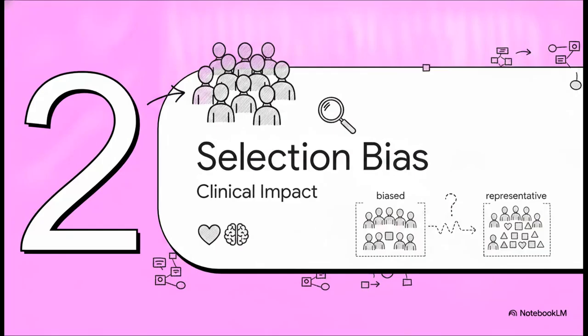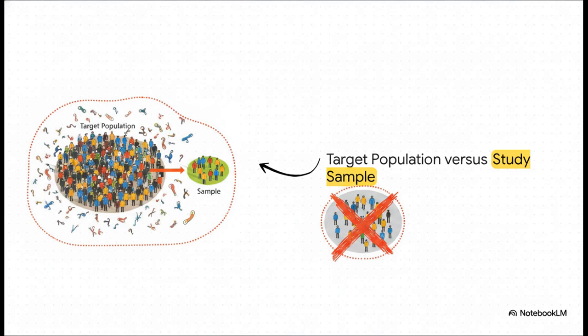Moving right along to Section 2, Selection Bias and Clinical Impact. It's kind of wild, but simply choosing our patients can completely alter our study outcomes. Look intensely at how this visual flows. Over on the left, we've got this massive gray circle representing our target population. It's super diverse, filled with colorful little figures representing all the different types of people in the real world.